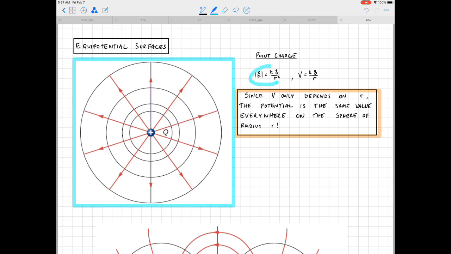For a point charge, the magnitude of the electric field, some distance r away, is kq over r squared, and the potential is kq over r. So in this case, we already know what the electric field lines look like, and they've been drawn here, radiating out from the positive charge.